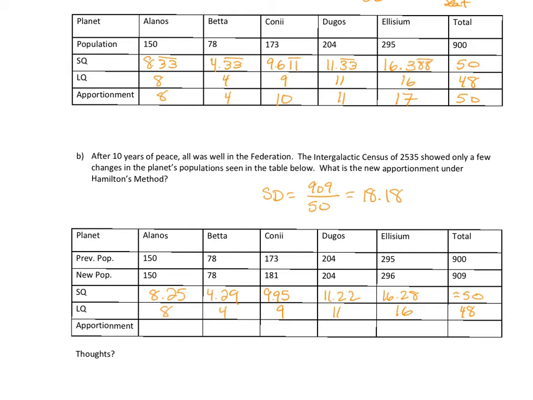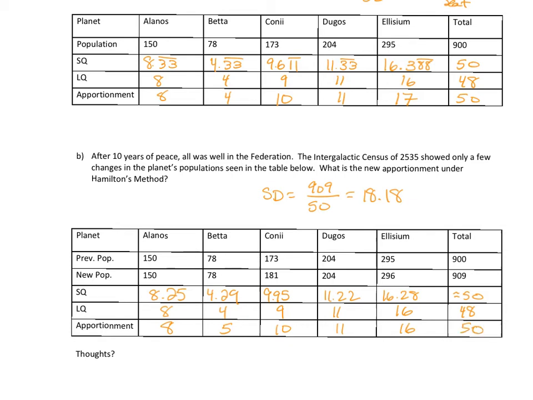Now we give out the 2 extra seats to the largest decimals. So the largest decimal would definitely be 0.95, and then after that would be 0.29. That would be bigger than 0.28, 0.25, or 0.22. So it's going to go to C and B. So 10, 5, and everybody else gets their lower quota. And we've now given out 50 seats.